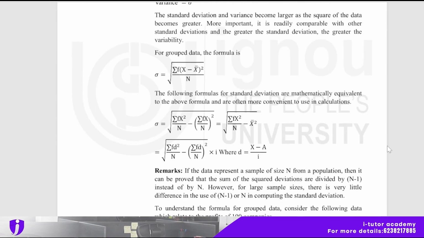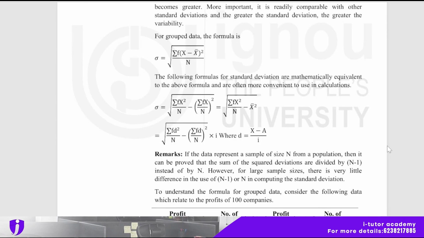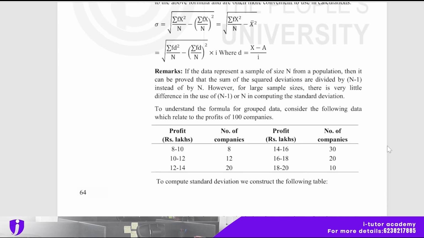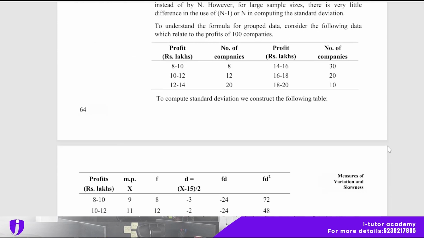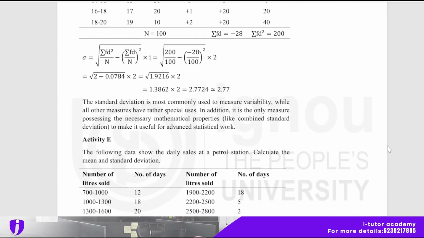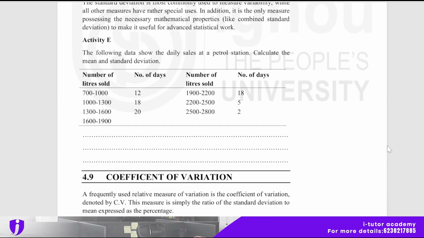If the data represent a sample of size n from the population, then it can be proved that the sum of the squared deviations should be divided by n minus 1 instead of n. And this is the formula for the standard deviation. Based on this formula, you can try to do the activity also, then it will be more clear for you. And any doubt, you can contact us also.